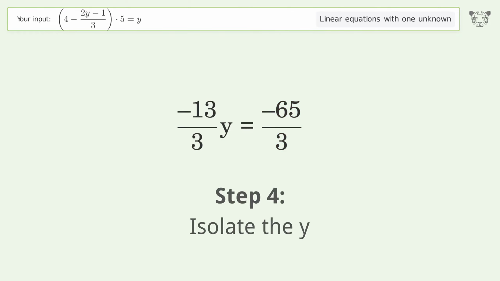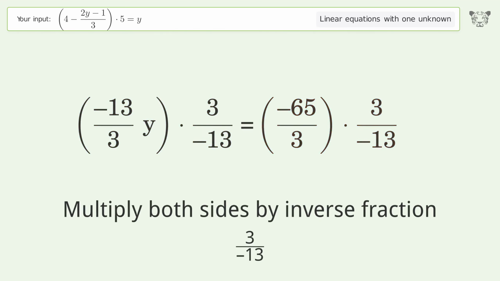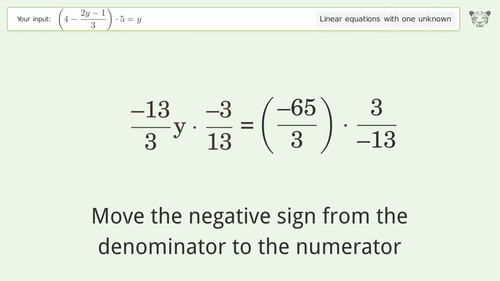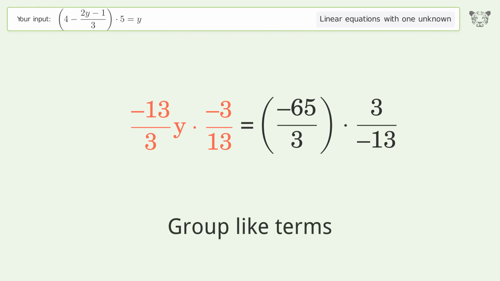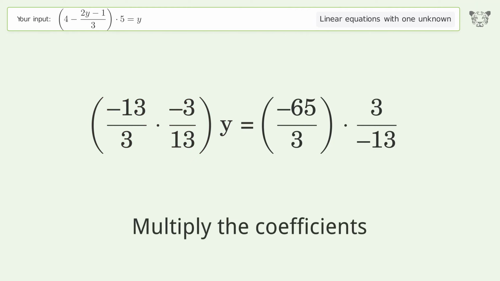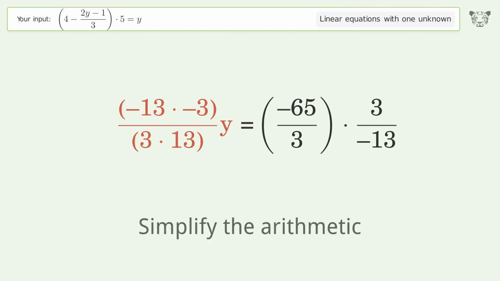Isolate the y. Multiply both sides by inverse fraction 3 over negative 13. Move the negative sign from the denominator to the numerator. Group like terms. Multiply the coefficients. Simplify the arithmetic.